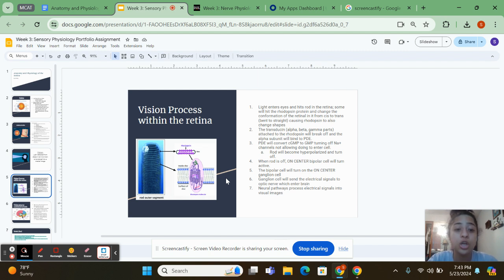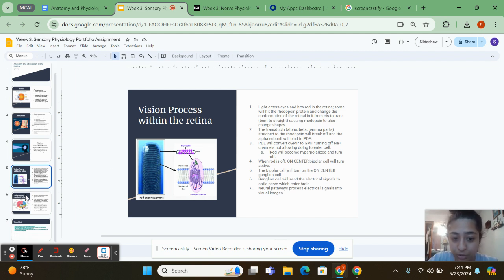When this occurs, on center bipolar cells will turn on and be activated. And then in turn, with the help of the amacrine cells, the off on center ganglion cells will also get turned on. So it will go from bipolar to ganglion cells. Then the cells will send the electrical signal to the optic nerve, which will enter the brain. So that's essentially what you need to know when it comes to the retina itself.